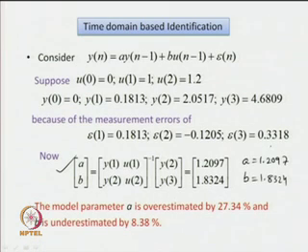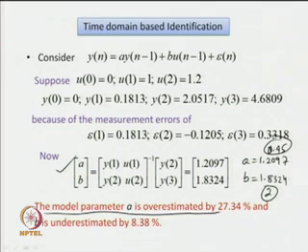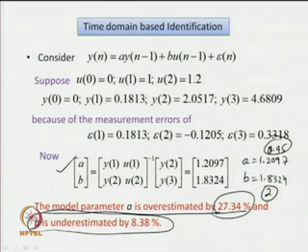Therefore, in place of 0.95 we have got 1.2097 and in place of 2 we have obtained B as 1.8324. Therefore, the model parameter A is overestimated by 27.34 percent and B is underestimated by 8.38 percent. So, due to the measurement error, certainly there will be estimation errors in the estimation of the model parameters. Now, how can we minimize that?